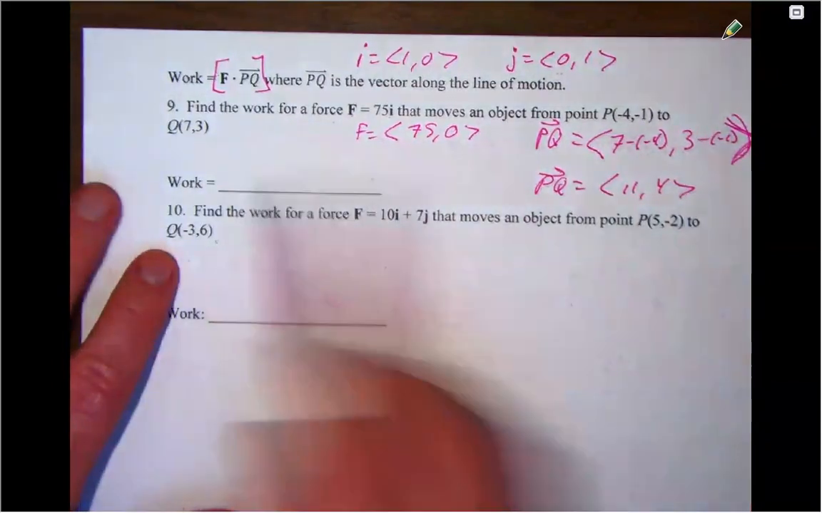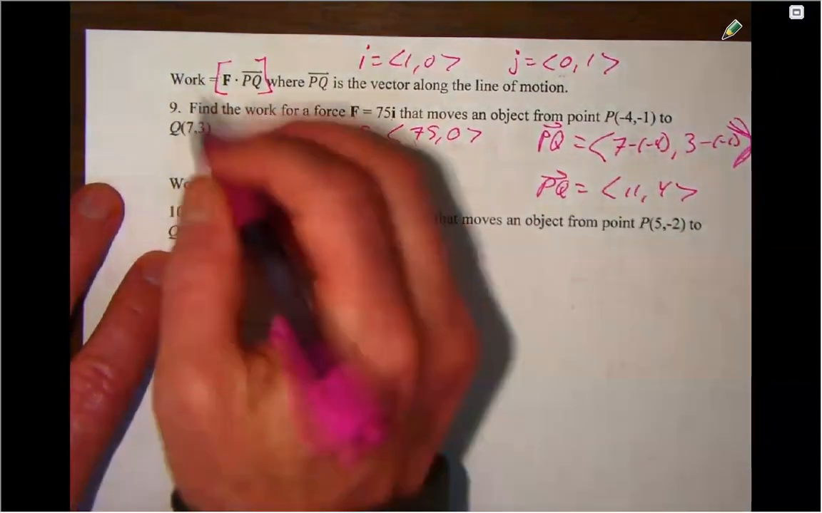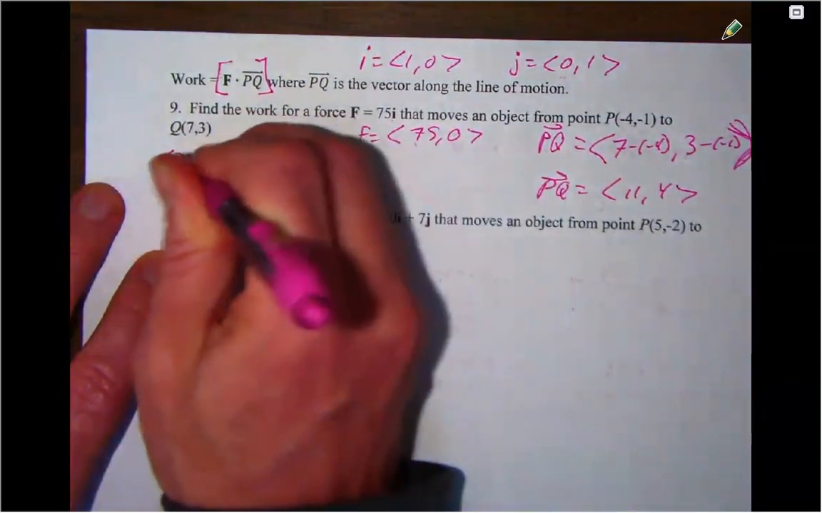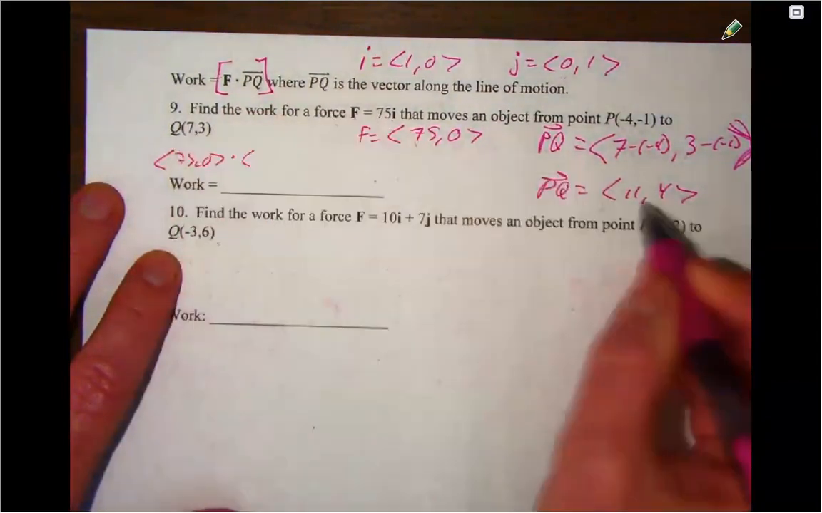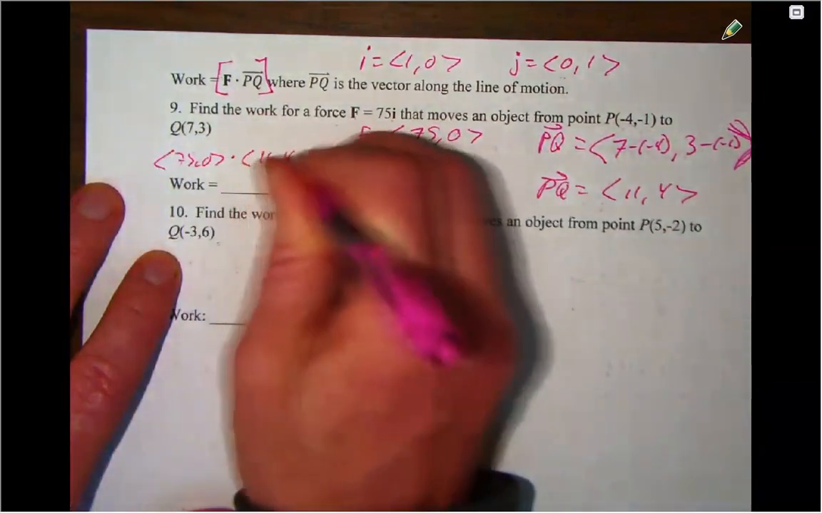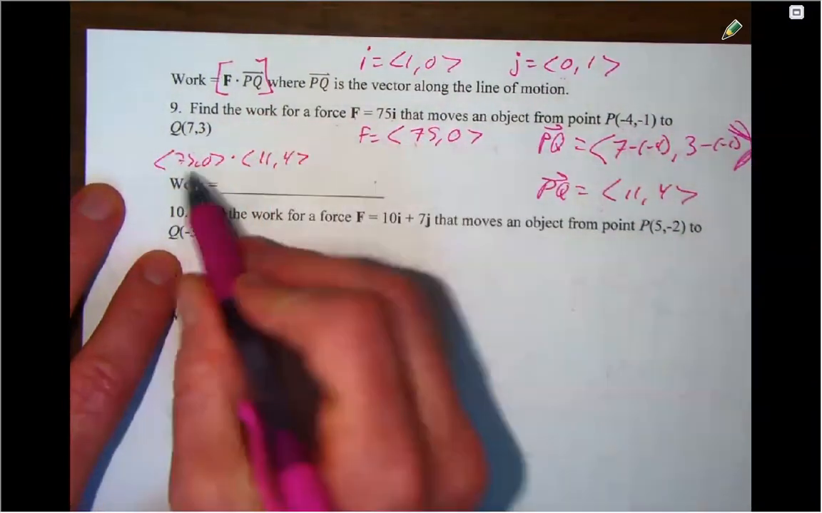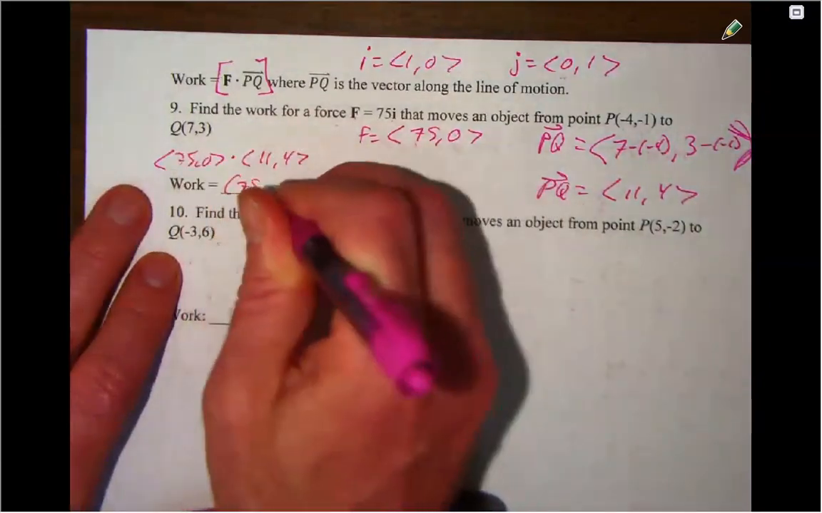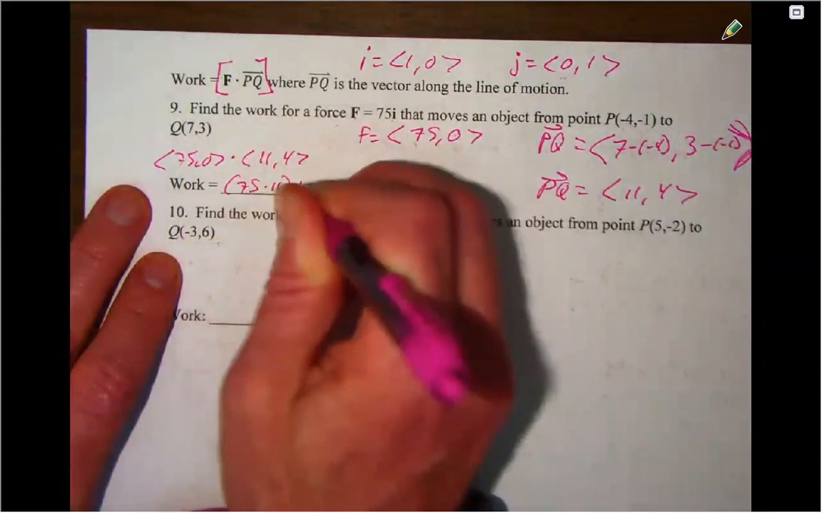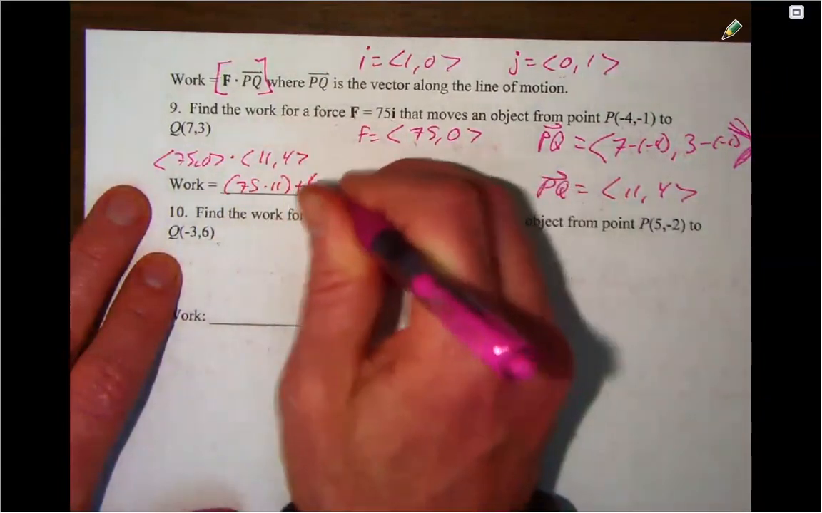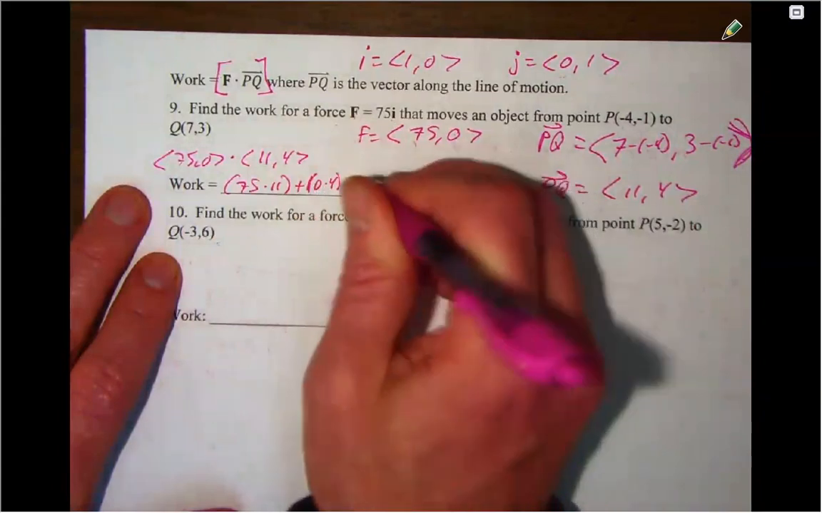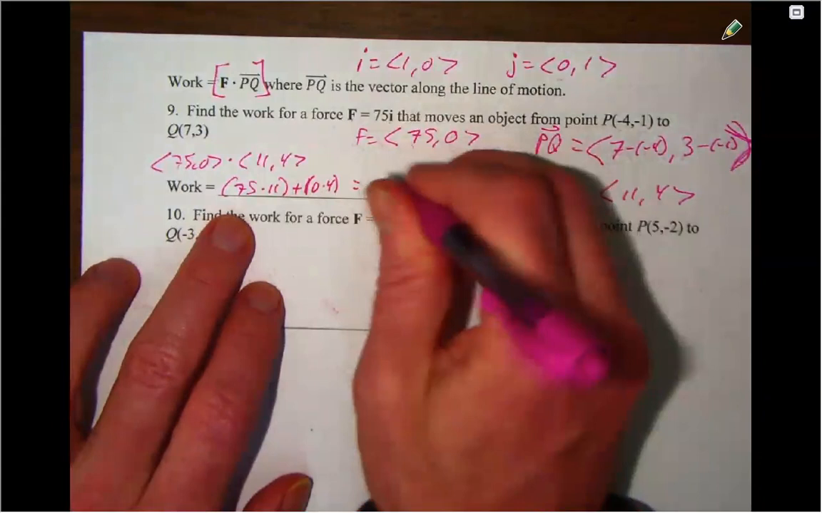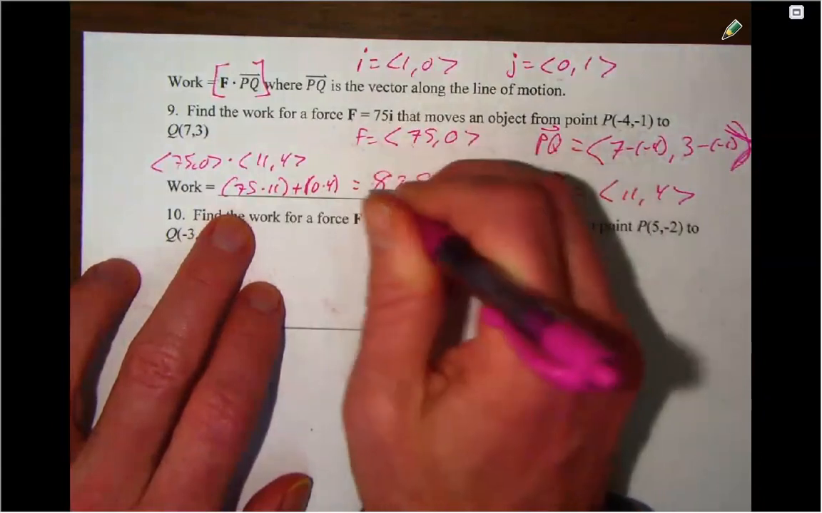To find the work, we take the dot product of those two things. So it's the dot product of 75, 0 and 11, 4. And we know how to find the dot product now. Just multiply the x's, so 75 times 11 plus 0 times 4. That's a toughie. 75 times 11 is 825. So that would be your work.